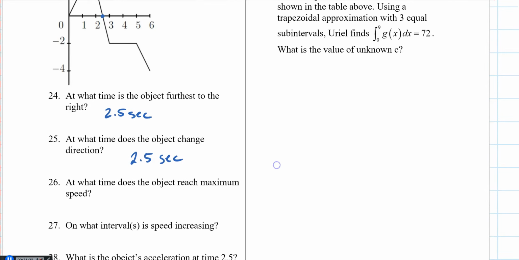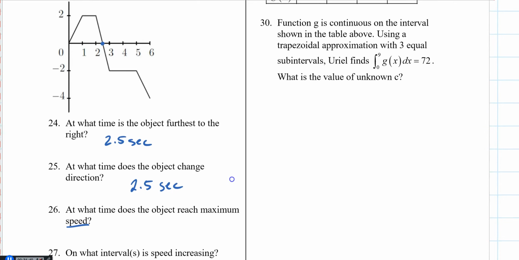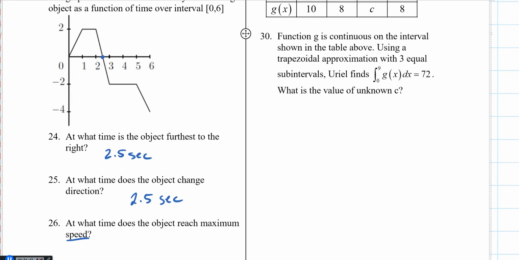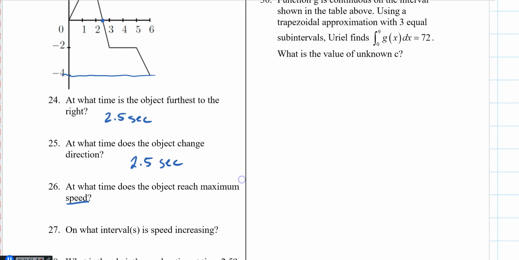At what time does the object reach its maximum speed? So this is important, it was speed, not velocity. Speed does not care about direction. So we're looking at maximum speed, so we're looking at the velocity without the sign. So the greatest speed in the positive direction was 2, and then we go to the other side and it looks like our greatest speed is 4, so that occurs at 6 seconds.